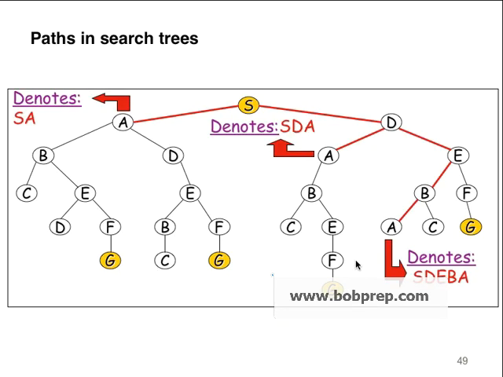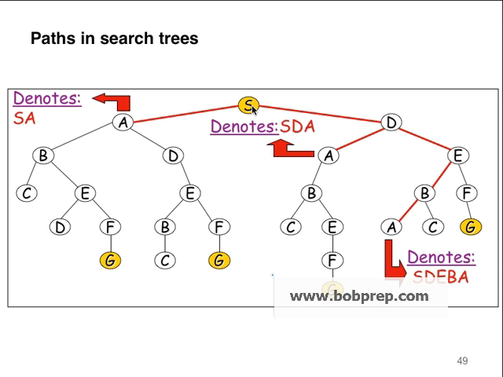So here's an example of a path in the search tree. It's denoted by, and then we have here the denotation. S is the start symbol. If you're going to use this kind of notation, great. If you want to use your own, that's also acceptable.